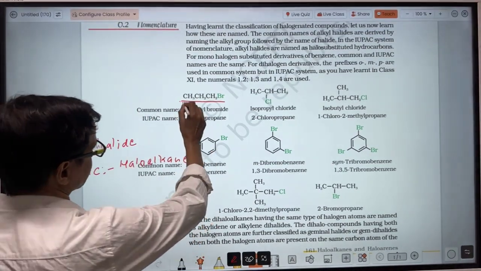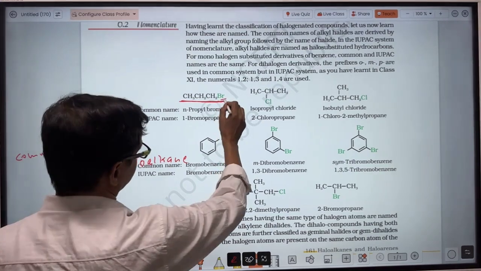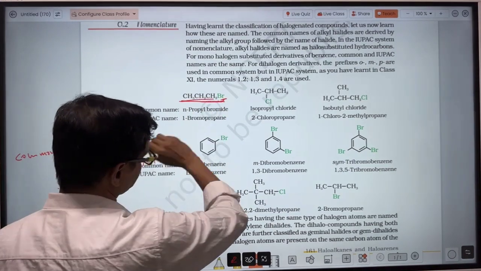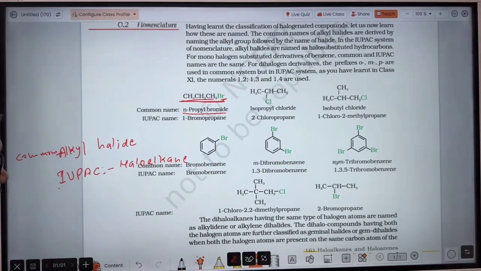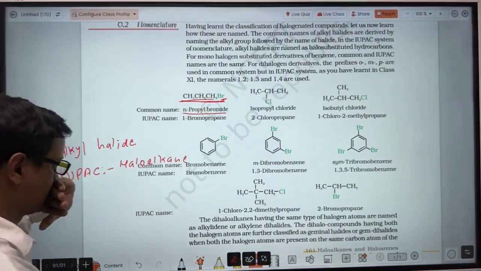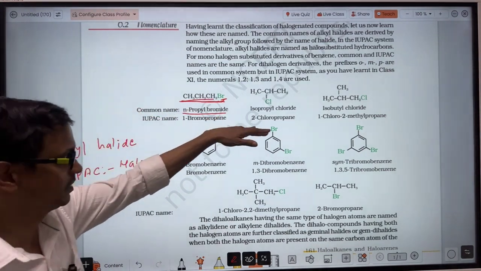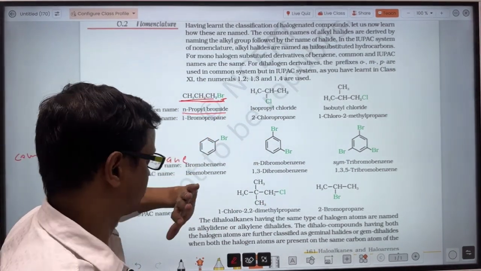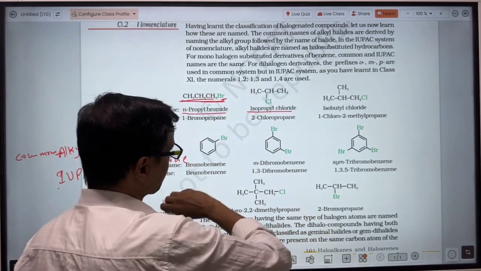Let's see this compound. Here the bromine is bonded to a propyl group, so the common name will be propyl bromide, and the n means normal. It is not an isomer. About the isomers, we will go through them after doing this one. Same here, it's isopropyl chloride, but the IUPAC name will be here.